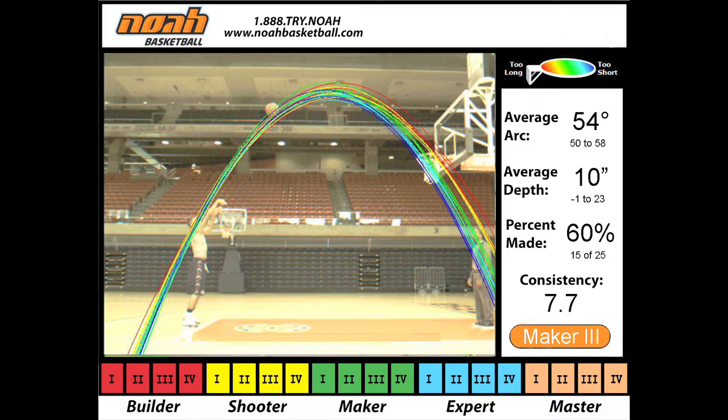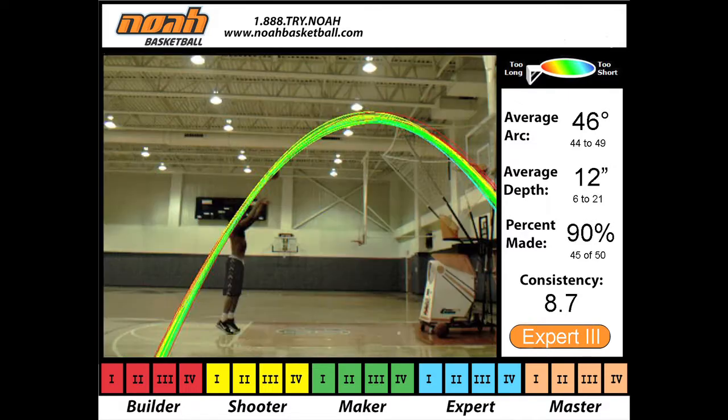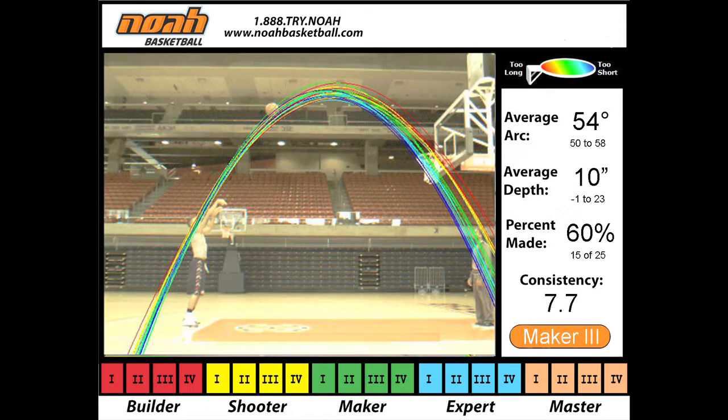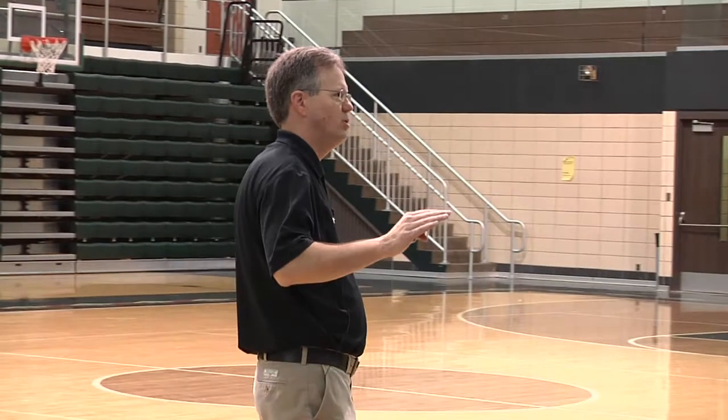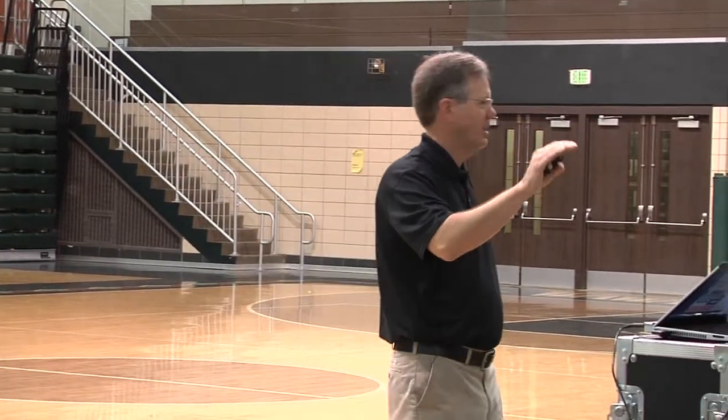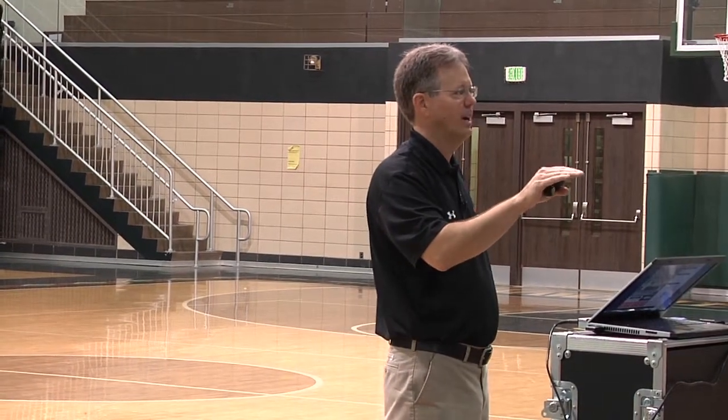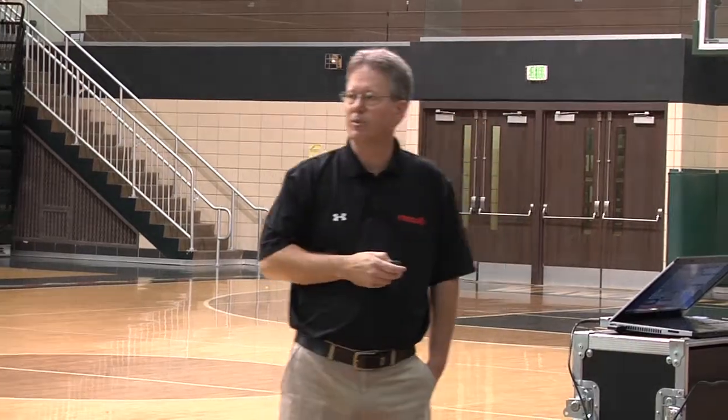Next one here is the Division I player I mentioned, okay? 54 degrees, making 60%, spraying it from front to back. Here's that same player after 2 weeks of training. Look at his numbers now. 46-12, expert 3. He goes from a maker 3 to an expert 3 and 60% to 90%, okay? It's made a huge difference. And those of you that are in the 50s can get the same kind of results, okay? Absolutely can get the same kind of results.